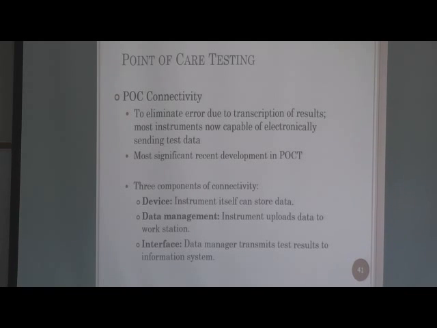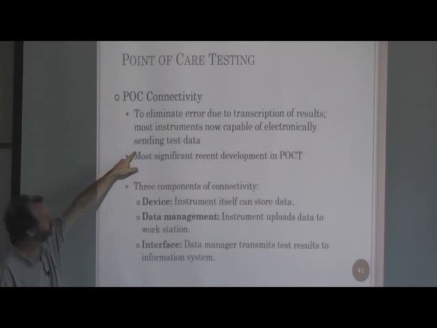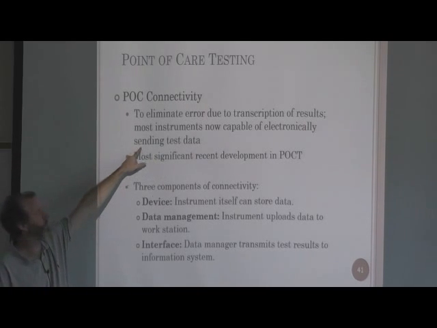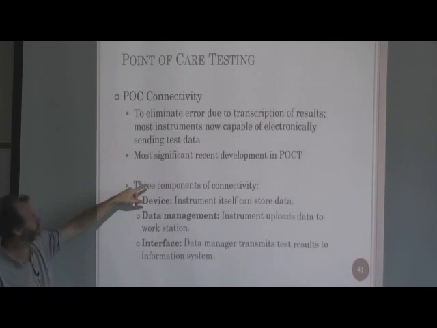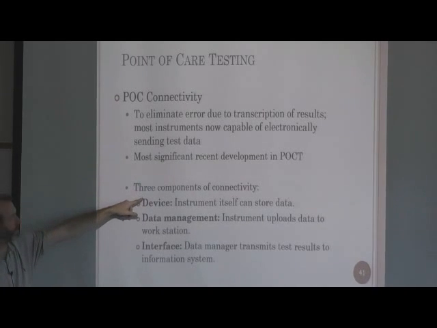You're going to have point-of-care connectivity, so a lot of the places in the facilities will communicate wirelessly with your LIS, your laboratory information system. So you get the point-of-care results, you scan the patient's wrist or whatever, do the results, and it goes right into their laboratory information system, their file that gets their results and everything. And that eliminates error due to transcription of results. Most instruments are now capable of electronically sending the data. And I don't know if that's the most recent development in point-of-care technology.